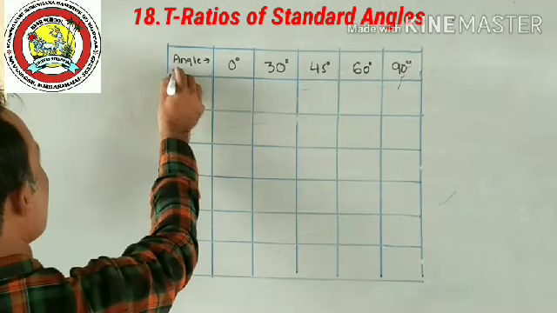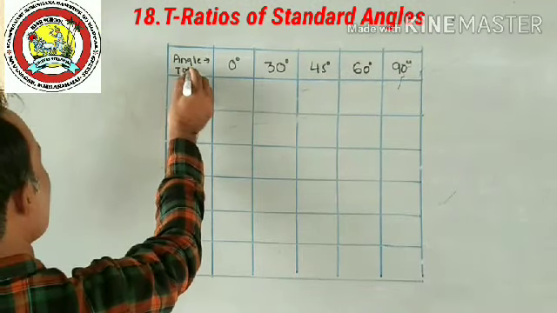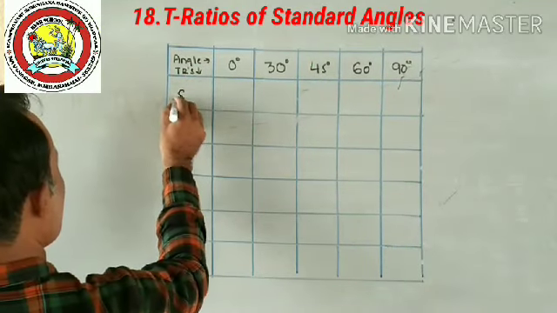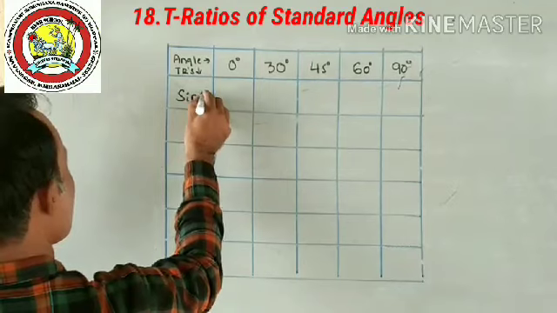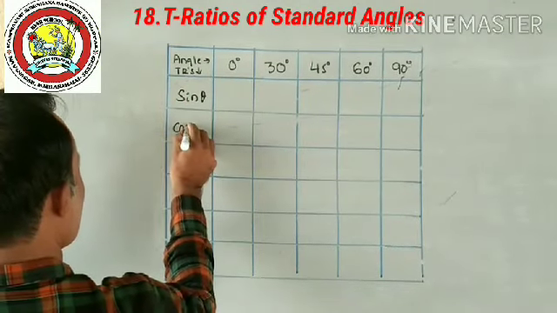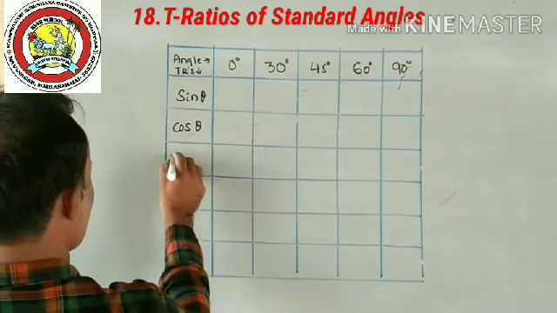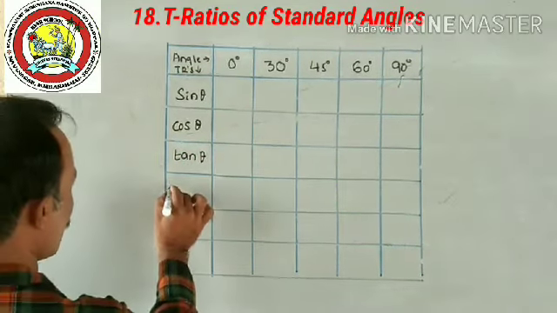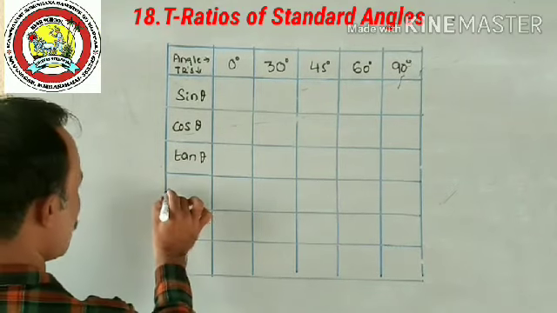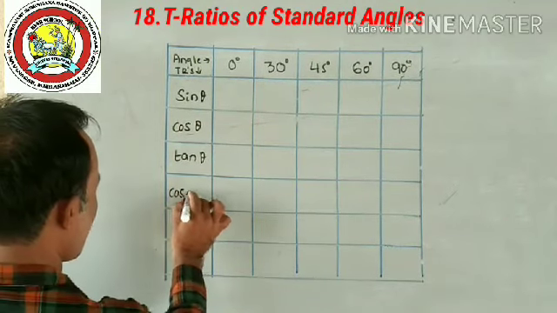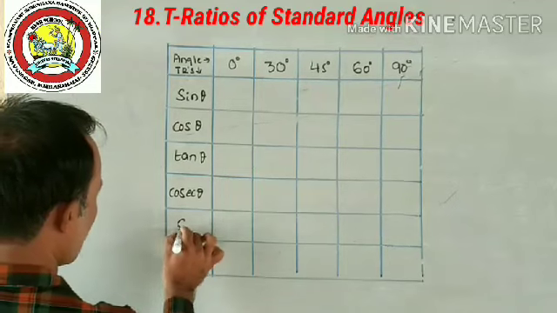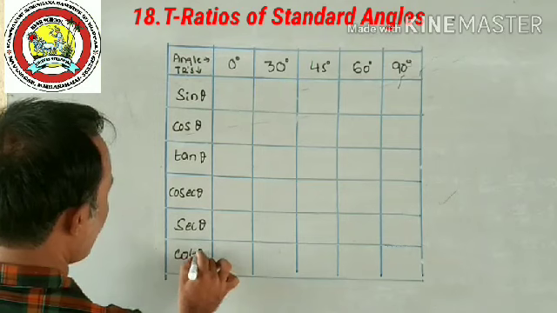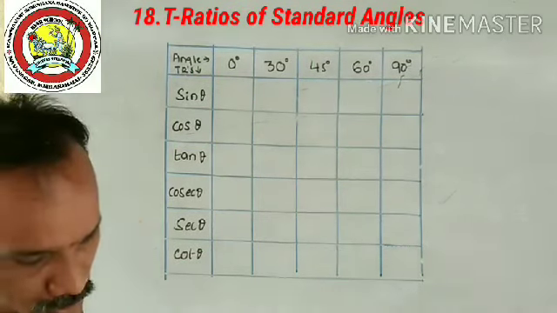Here, downwards, are the trigonometric ratios. First one sine theta, second one cos theta, third one tan theta, fourth the reciprocals, that is cosec theta, then sec theta, finally cot theta. Now you see one by one.